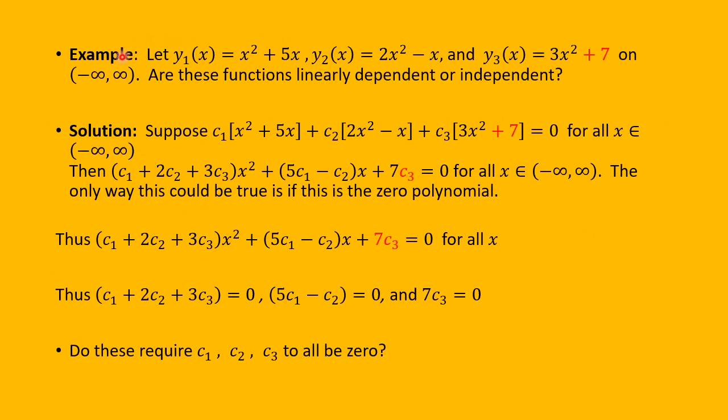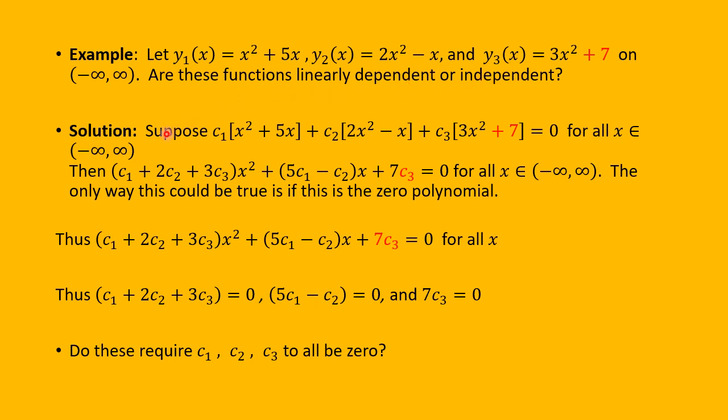Let's look at an example that is just slightly different. Let's let y1 equal this function, same as before. Let y2 of x equal this, same as before. And let's change y3 slightly. Let's let y3 of x be 3x squared plus 7 on the interval from minus infinity to infinity. Are these functions linearly dependent or independent on that interval?